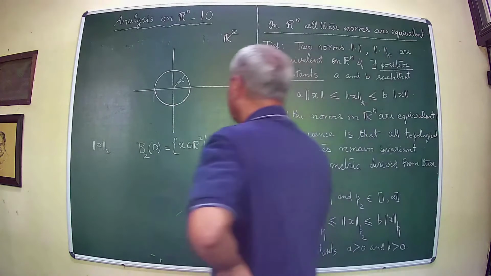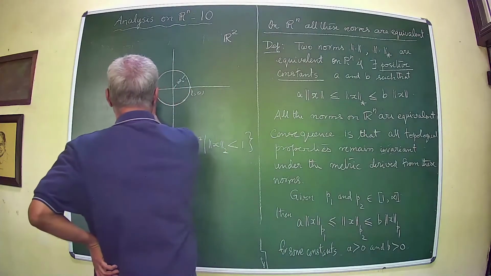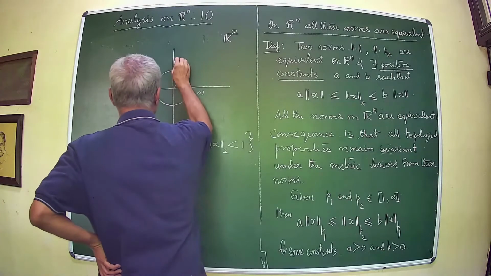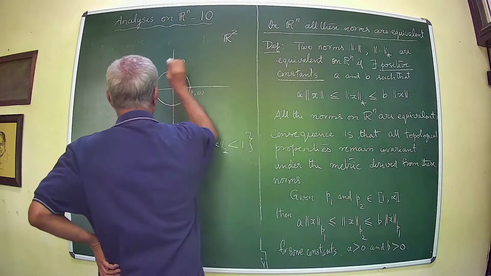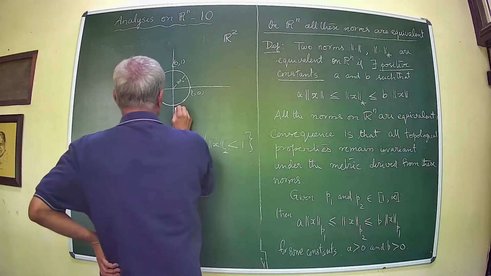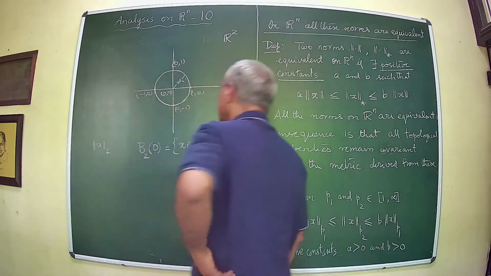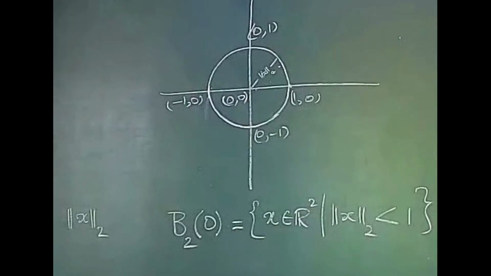Okay, so this is (1, 0), (0, 1), so (0, 1), (-1, 0), and (0, -1). These are the 4 points, and this is the point (0, 0). But what about the other norms?